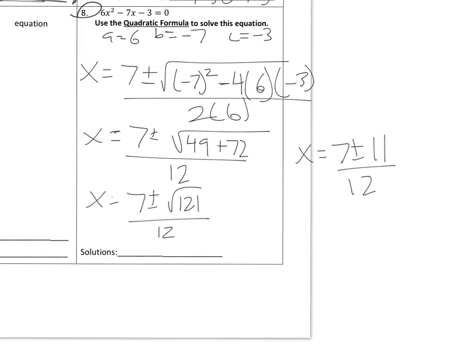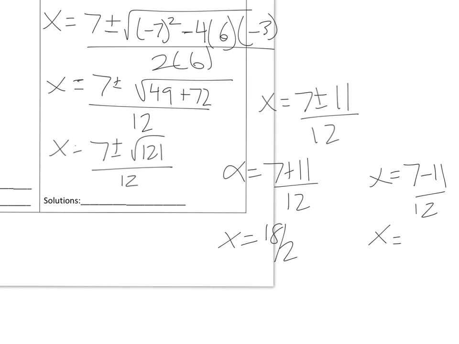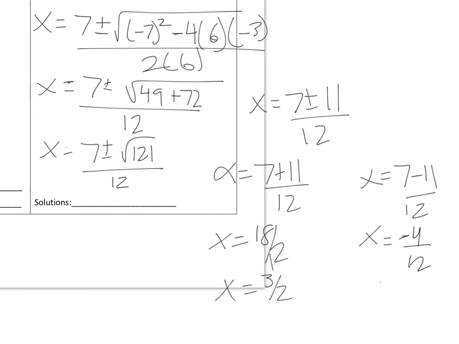Okay, I'm going to zoom out a little bit. I'm going to create my two different answers, 7 plus 11 over 12, and 7 minus 11 over 12. Simplify both answers. 7 plus 11 is 18 over 12, and 7 minus 11 is negative 4 over 12. Simplify both fractions if you can. 18 divided by 12, 4 goes in, nope, 6 goes into both, so that simplifies to 3 over 2. And negative 4 over 12, 4 goes into both of those, so that can simplify to negative 1 over 3. And these are my two answers.